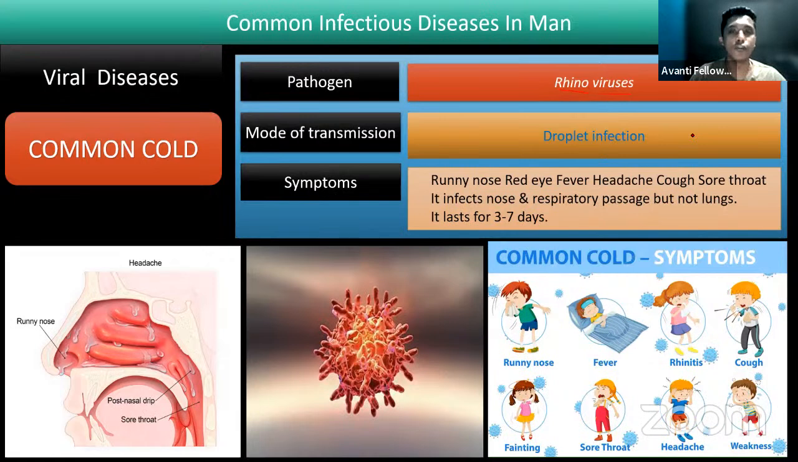So what are the symptoms of the common cold? The first thing that happens is a constant running nose. Then you will have redness of eyes, difficulty in breathing, followed by fever and headache. Headache is very common with respect to the common cold. There is also a sore throat.